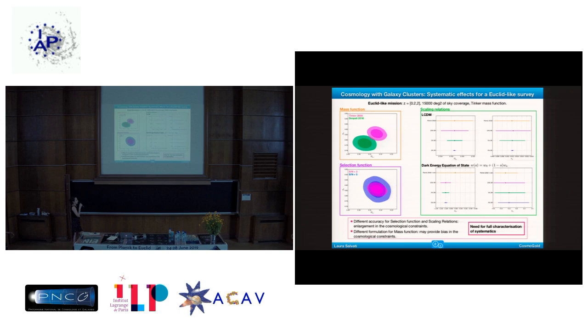In particular, we consider different models for the three different ingredients that we have seen at the beginning. We consider different evaluations for the mass function and different precision in the formulation for the selection function and the scaling relations. We have considered the standard model of cosmology in order to build our baseline. And then we have relaxed some assumptions. In particular, we have considered the effect of massive neutrinos as different from the usual assumed value, and also we have relaxed the assumption of the cosmological constant, considering a dark energy equation of state and different formulations for it.